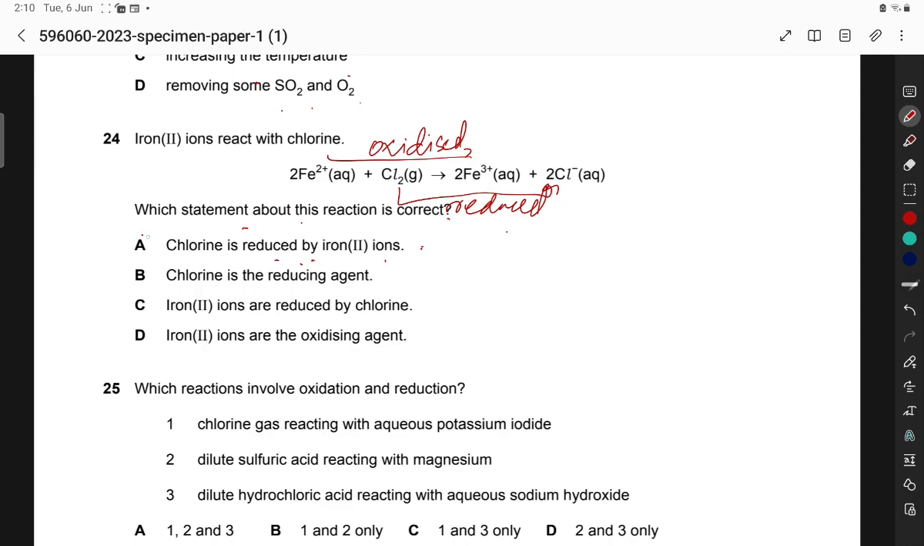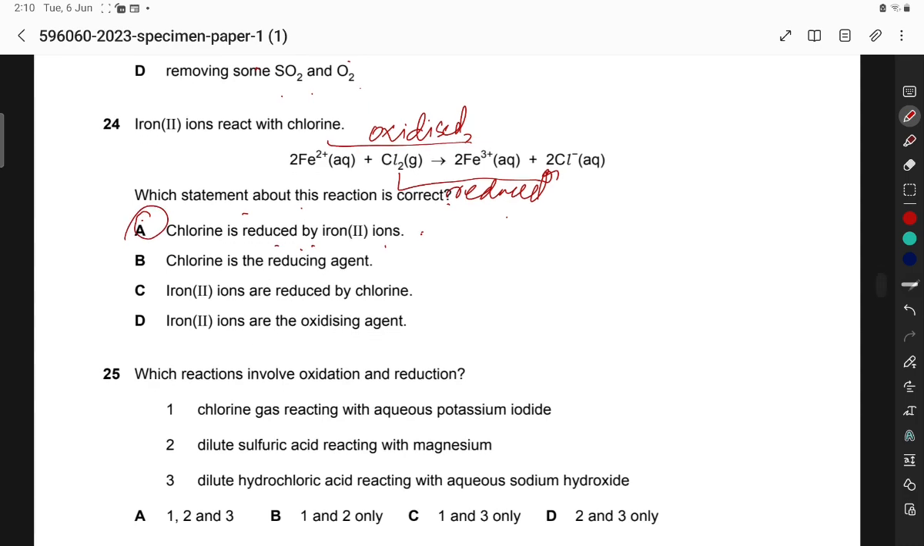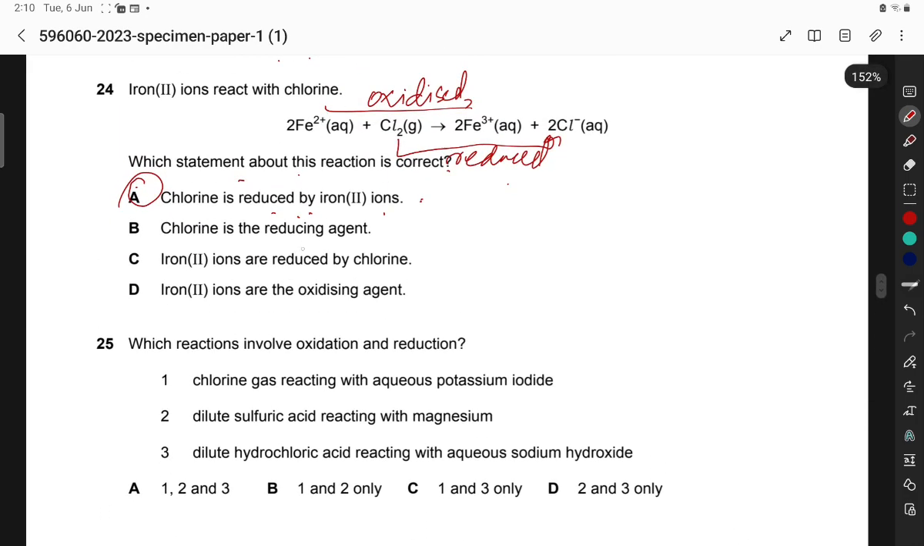A option is correct. Chlorine is reducing agent? Chlorine acts as an oxidizing agent. Iron 2 ions are reduced by chlorine? No, iron ions are oxidized. Iron 2 ions are oxidizing. This is reducing agent.